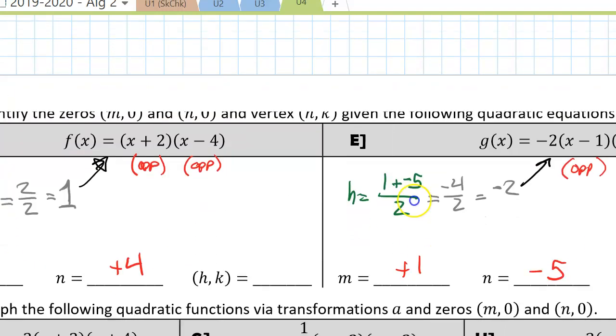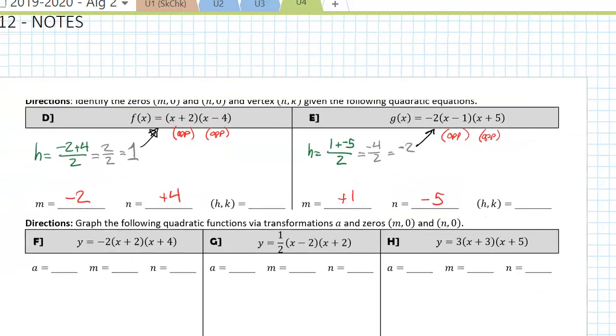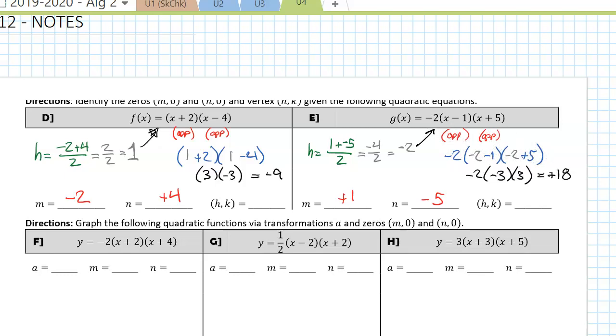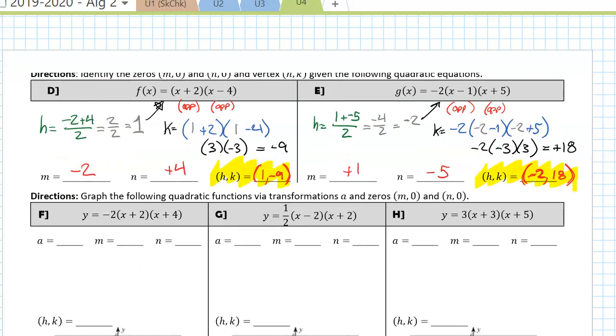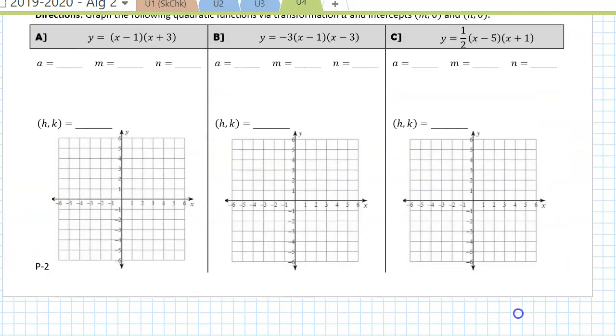So coming back up here, we're going to substitute our h value into each equation. So 1 plus 2 times 1 minus 4, and the -2 for the a value, -2 minus 1 times -2 plus 5. Simplifying gives us k is -9 in example D, and k is equal to 18 in example E. So putting these two things together, we get our vertex at (1, -9) for example D, and vertex at (-2, 18) for example E. Well, let's actually go ahead and apply that now to doing some graphing.